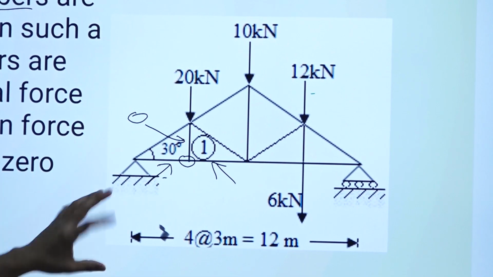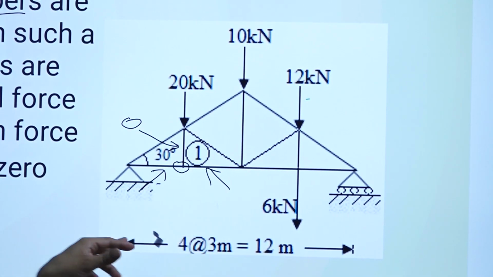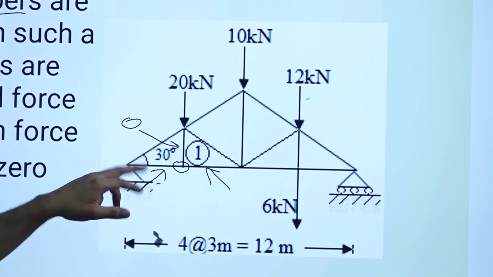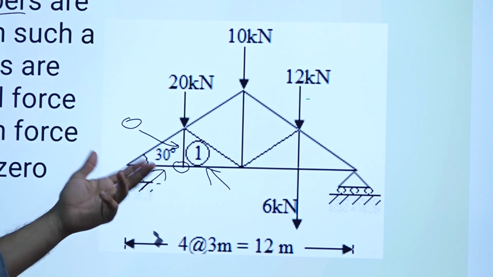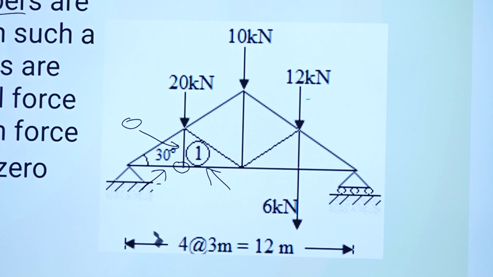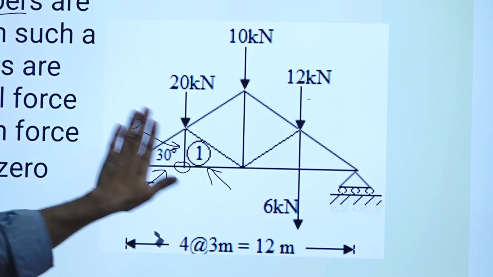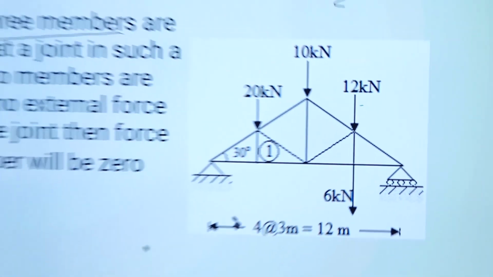So whether you have this member or not doesn't matter. This member has no effect on the truss itself. Whether you have this member here or you don't, it has no effect on the analysis and the organization of the truss. That is what it wants to say.